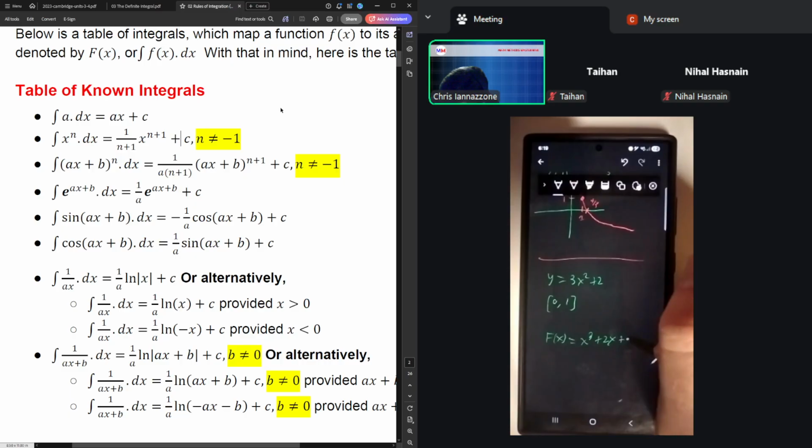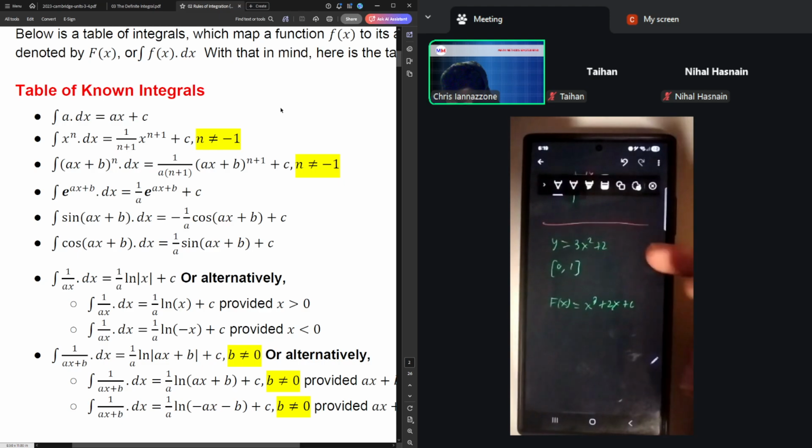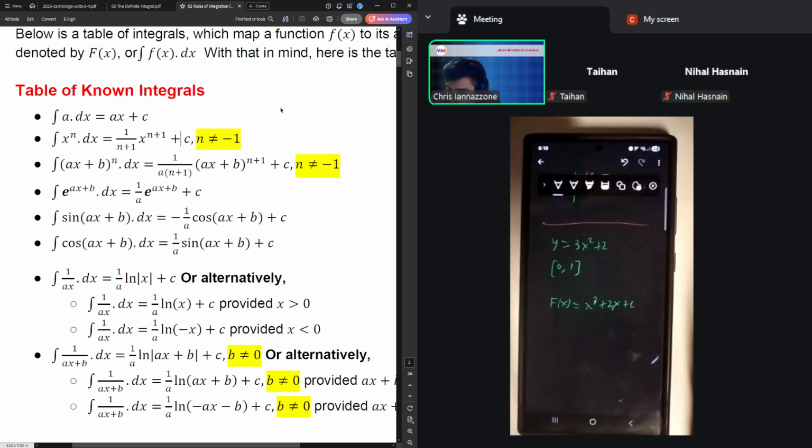We can put a plus c in there. It's better to put a plus c in there probably, but you just don't need it when you do the definite integral part. Cool.